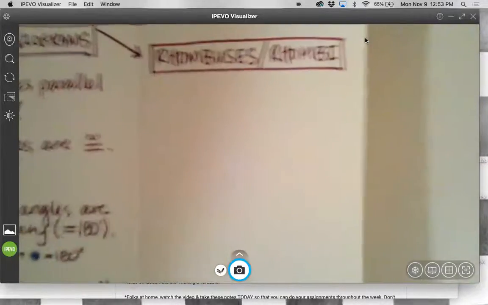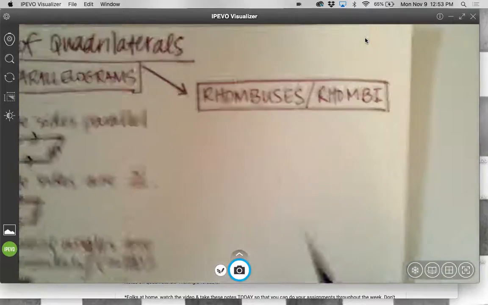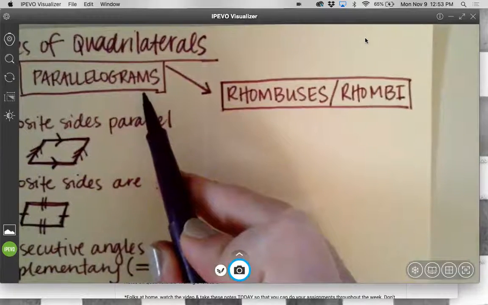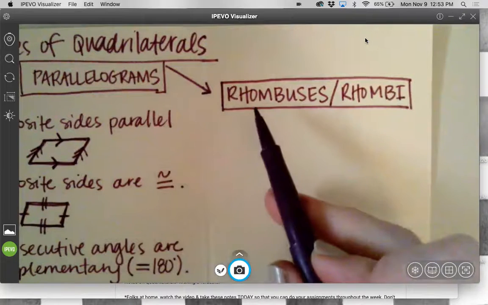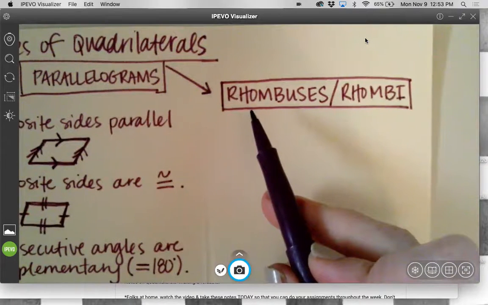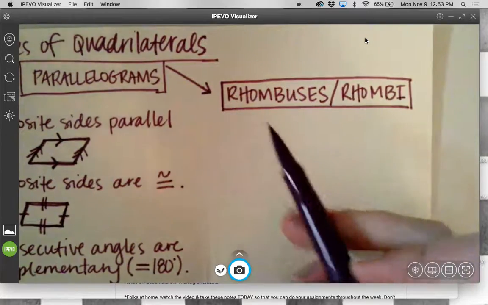So sliding across the page, we're going to talk about rhombuses or rhombi. Now, rhombuses are another form of parallelogram. Rectangles were a specific type. They had some additional properties. Rhombuses are a different type. They are not the same as rectangles, but they are under the bigger category of parallelograms.